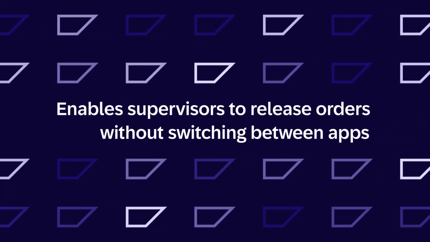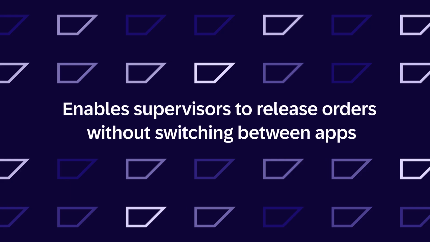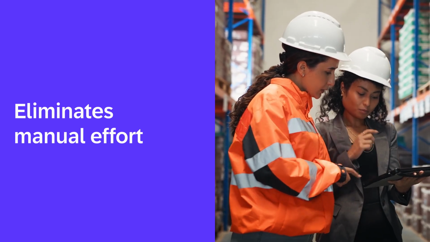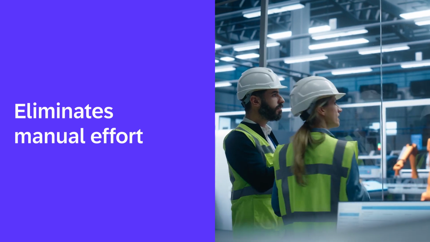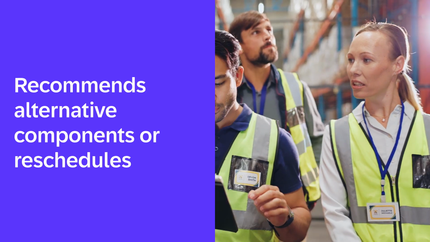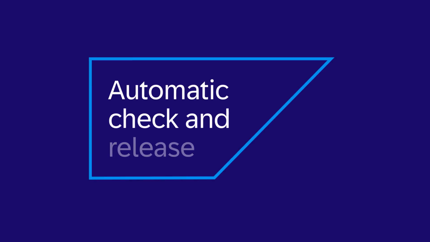What if supervisors could release all their upcoming orders without switching between apps to verify components and schedules? The production planning and operations agent eliminates manual effort by reasoning and acting to validate component availability, propose alternative components, and recommend reschedules when required.